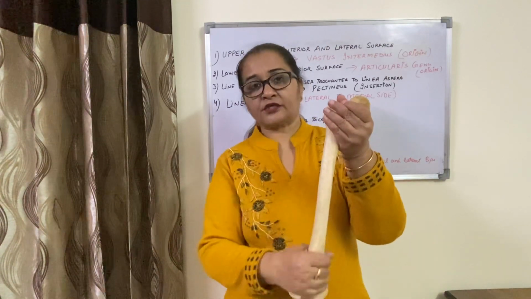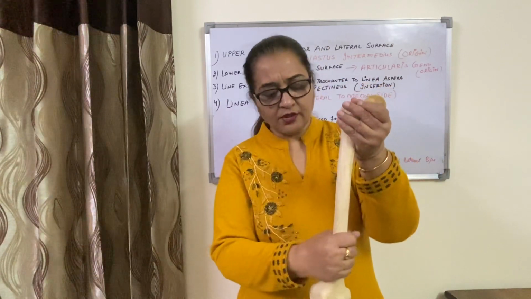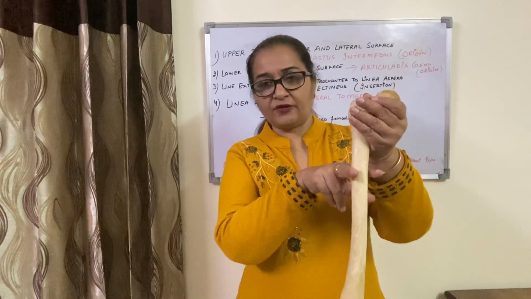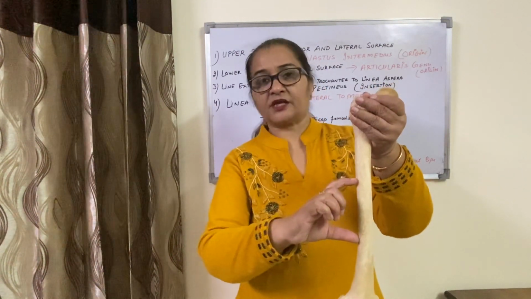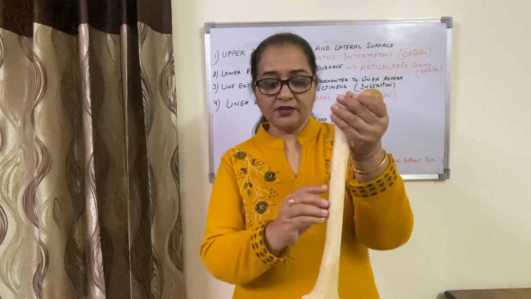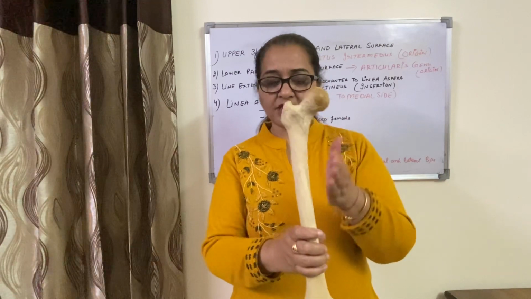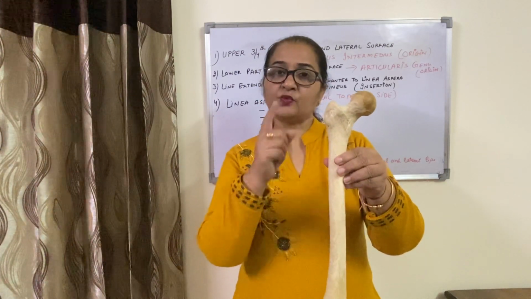Now coming to the description of the shaft. The shaft is more or less cylindrical in shape. For description purposes, we divide the shaft into three parts: upper 1/3, middle 1/3 and lower 1/3. First we will describe the middle 1/3. In the middle 1/3 there are three borders. I told you this is on the medial side. So it has a medial border, a lateral border and one posterior border.